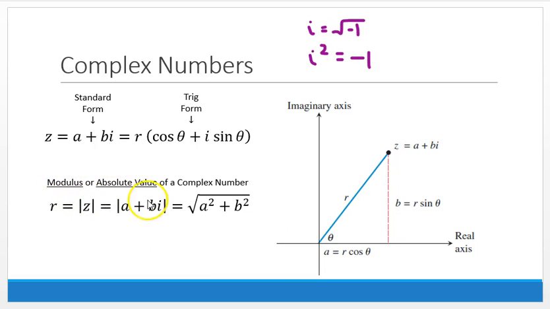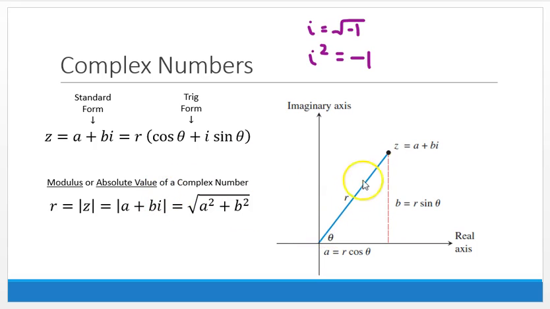So they could ask you for this in several ways. They could say find r, or they could say find the absolute value of the complex number z, or they could write the absolute value of the complex number in standard form here, the a plus bi. No matter which way they ask for it, what you're going to need to do is take the square root of a squared plus b squared. This is basically just the Pythagorean theorem because we do have a right triangle here. So we're saying that a squared plus b squared equals c squared, and then we're taking the square root of both sides of the equation to find that r value.